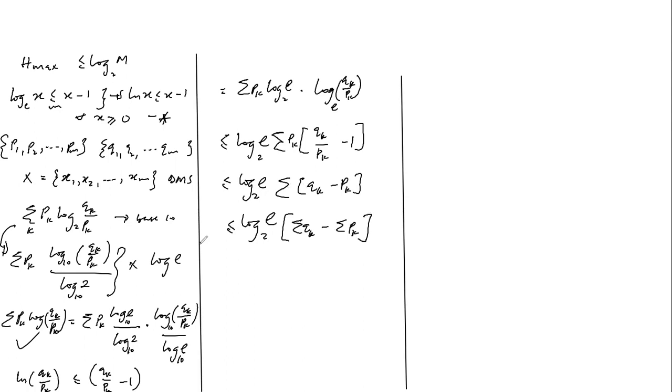And we already know that the sum of the probability distribution Q_k is the same as the sum of the probability distribution P_k, which is the same as 1. So if we say 1 minus 1, this reduces to 0. Then this entire expression reduces to 0, such that the expression we have here, which is less or equal to this, will now be less or equal to 0. So we now have sigma P_k log of Q_k over P_k is less or equal to 0.